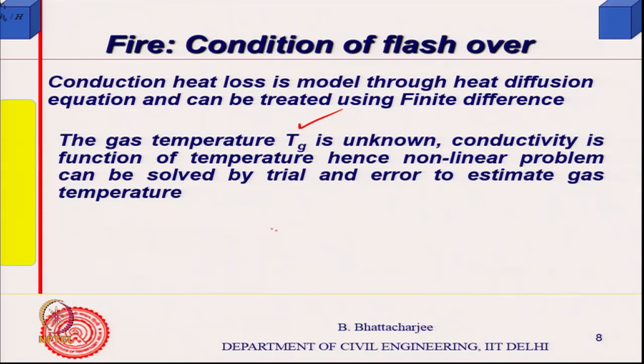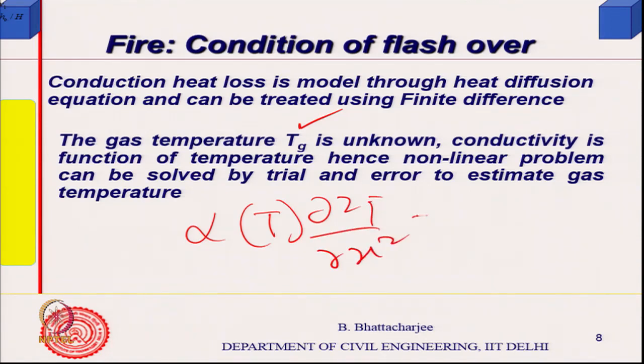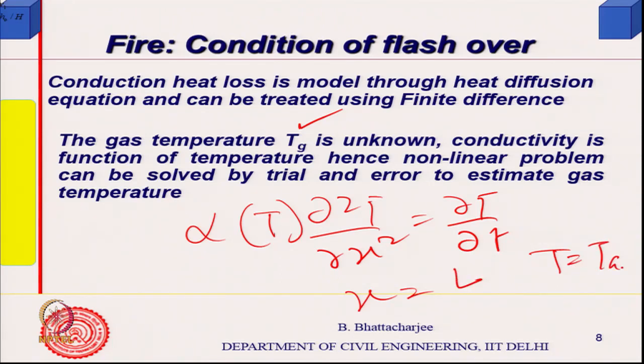If I want to solve this differential equation that I showed you, alpha as a function of T, del square T by del x square equals del T by del t, I need two boundary conditions. The outside condition at x equals L, T equals Ta, the outside boundary, and at x equals 0, T equals Tg, which is unknown.